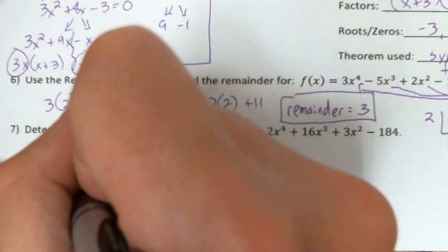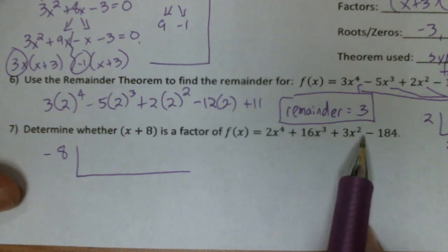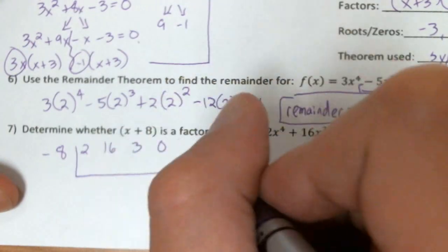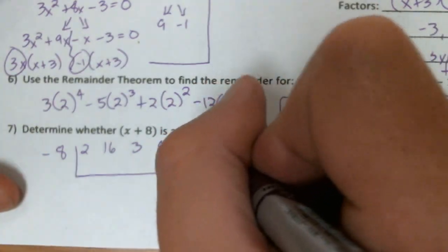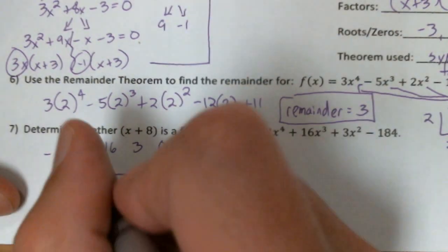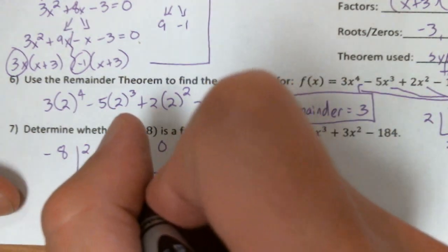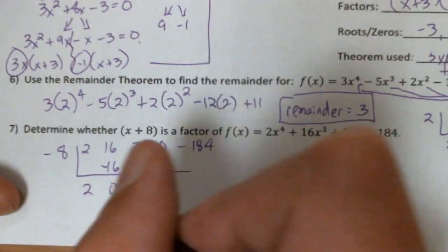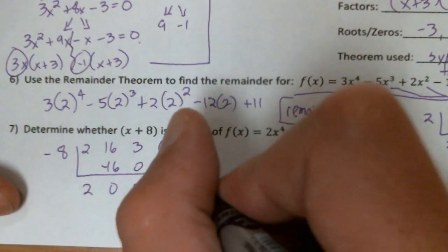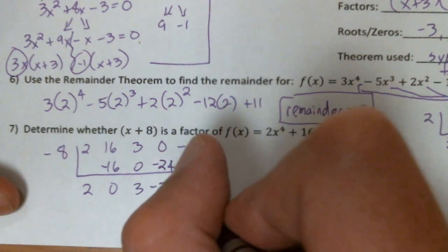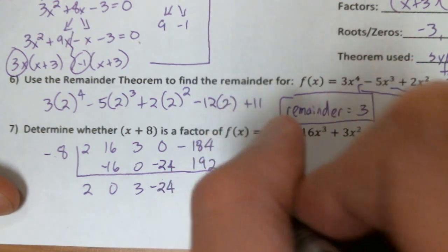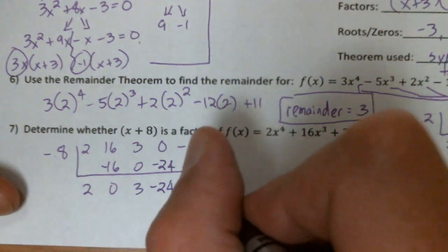So I'm going to do synthetic division. Do I need 4, 3, 2? Oop, I'm missing the x term right there, so you can't forget that 0. 2, 16, 3, 0, negative 184. I'll do this a little bit slower. Bring down the 2. Negative 8 times 2 is negative 16. 16, negative 16 is 0. Negative 8 times 0 is 0. 3 plus 0 is 3. Negative 8 times 3 is negative 24. Plus 0 is negative 24. Negative 8 times negative 24, guess what? That's 192. And if I add those, I'm going to get 8.